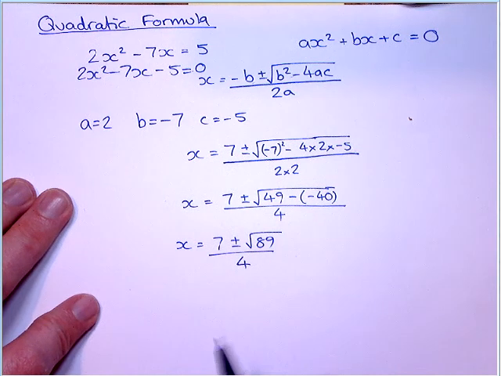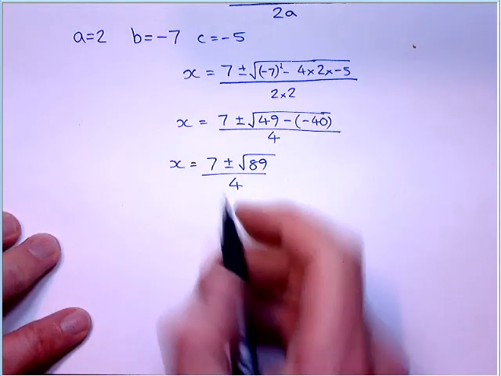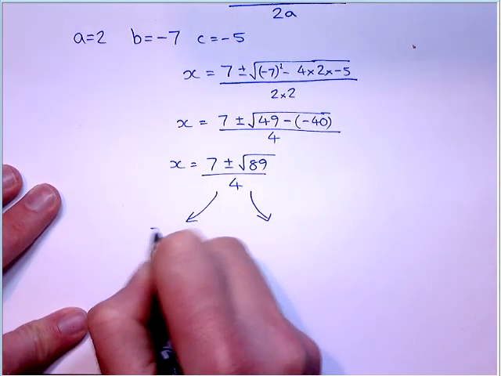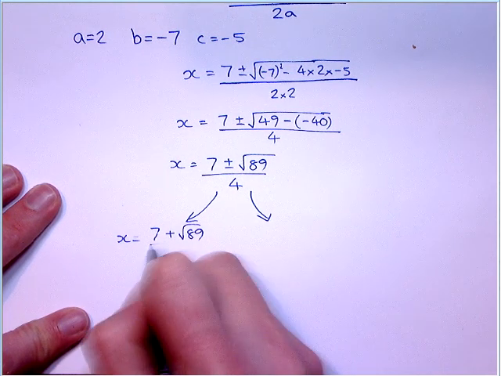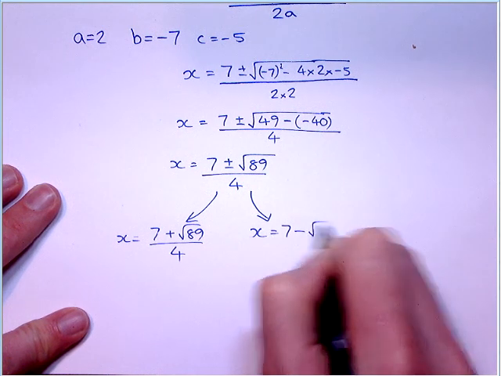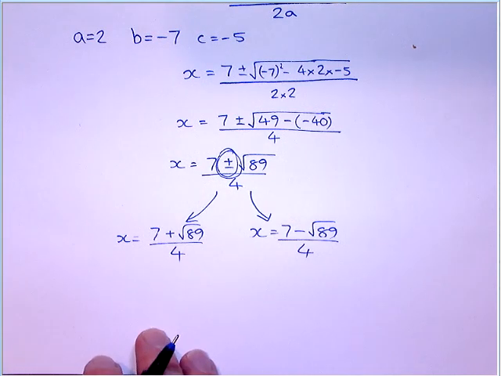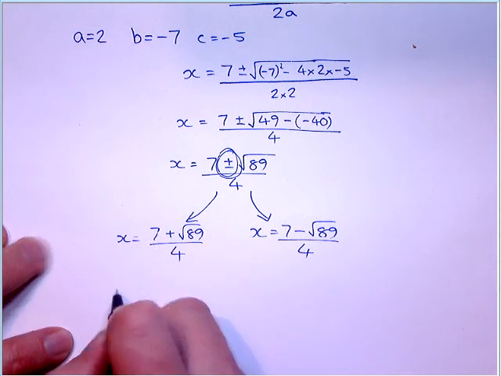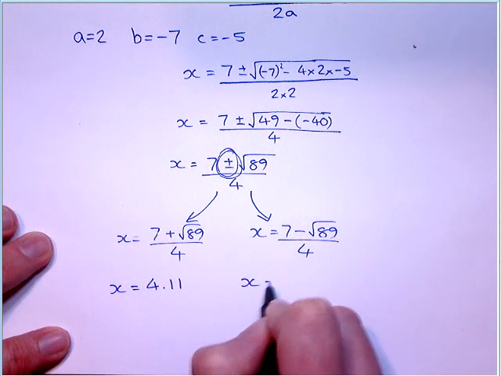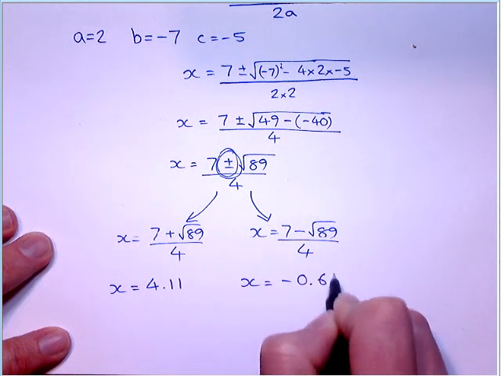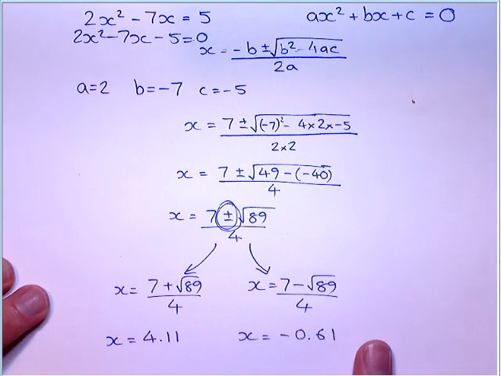So you shouldn't pick up your calculator until this point, because we do not know a square root of 89. But the fact there is a plus or minus, what that means, that x can be equal to 7 plus root 89 over 4, and x can equal 7 minus root 89 over 4. It's this bit here that allows us to separate them. Now, if you type this one in, you should get to 2 decimal places 4.11, and when you type this one in, you should get minus 0.61. So they are the solutions to that equation at the very start.